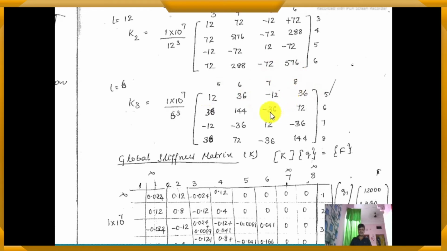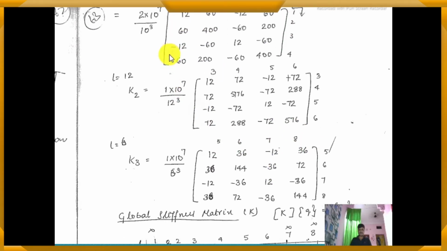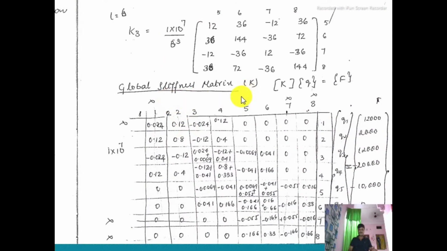After calculating the stiffness matrix for each element, then you can go for making the global stiffness matrix. That is where K into U is equal to F. K is the global stiffness matrix, U is the displacement vector, F is the force vector. Right. So now how to add this global stiffness matrix?